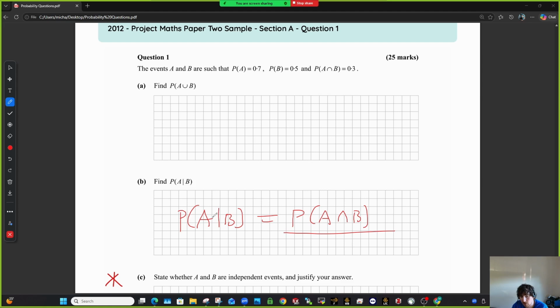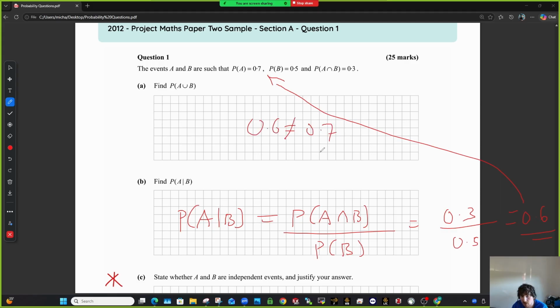The intersection, when it's A given B, is the intersection on top divided by the last thing mentioned, which is the B. And so when we type this in here, we get 0.3 over 0.5. We should be able to do that in our heads. If not, it's 0.6 on your calculator. And sure, look, that is different to the probability of A. 0.6 there does not equal 0.7, which is the probability of A. So that proves as well that they're not independent. Hopefully you get that.